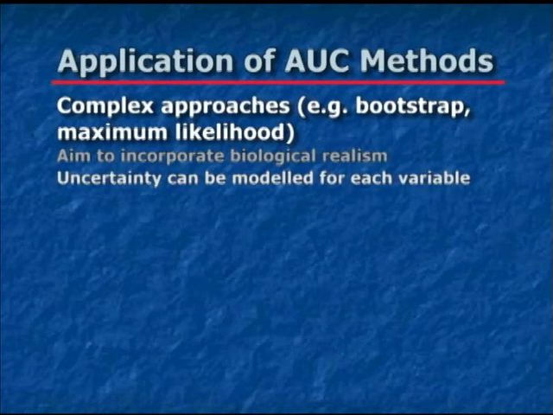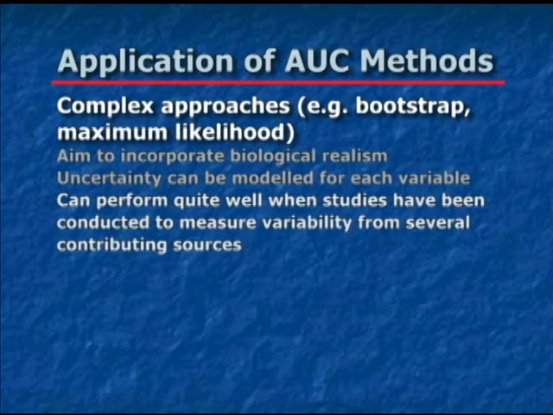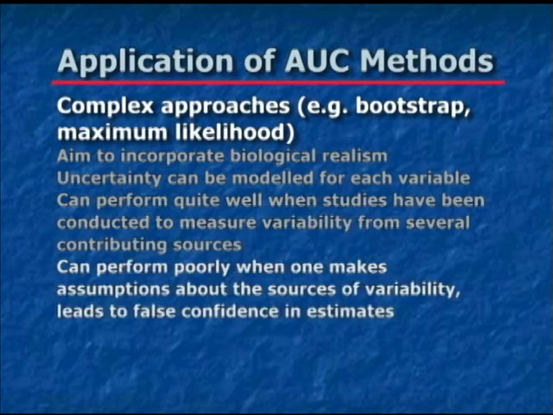For the complex approaches, they'll often try to incorporate more biological realism, and there's fancy ways of trying to model the uncertainty for each of these individual variables. And the methods can perform quite well when studies have been conducted to measure the variability from all these different contributing circumstances. But they can also perform quite poorly when one makes assumptions about the sources of the variability, and it can lead into false confidence in the estimates.